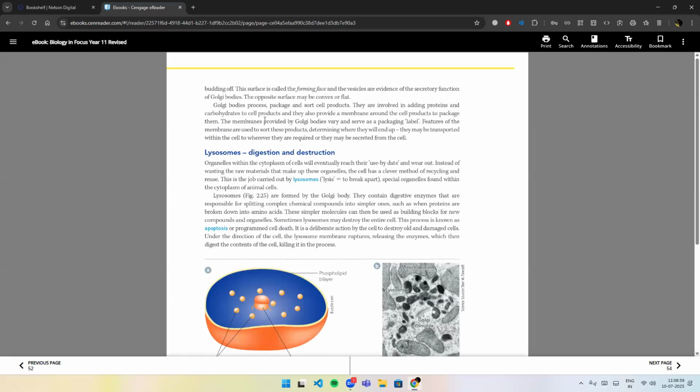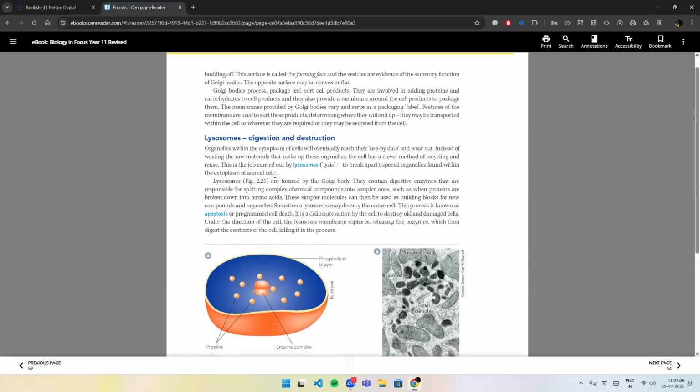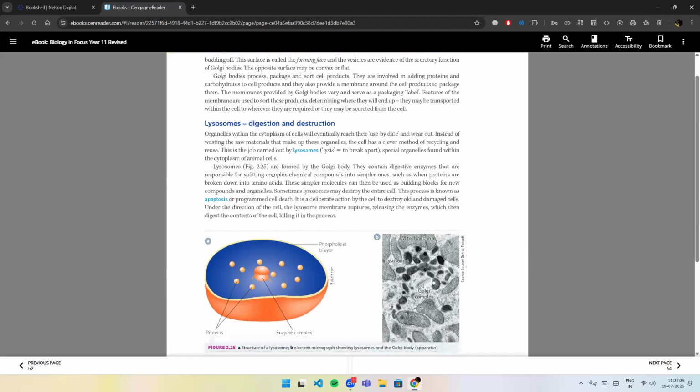Budding off. This surface is called the forming phase, and the vesicles are evidence of the secretory function of Golgi bodies. The opposite surface may be convex or flat. Golgi bodies process, package, and sort cell products.